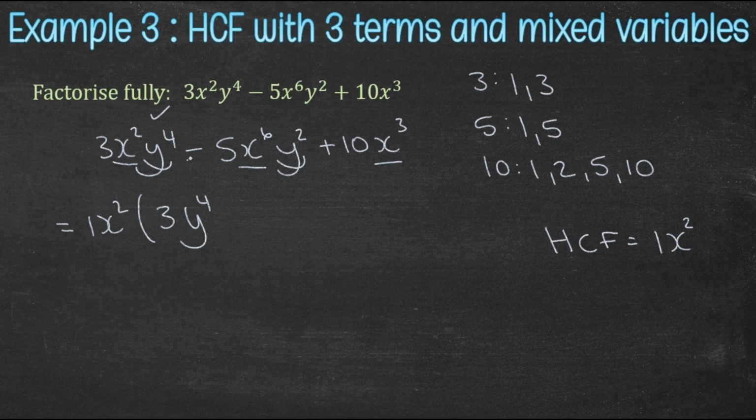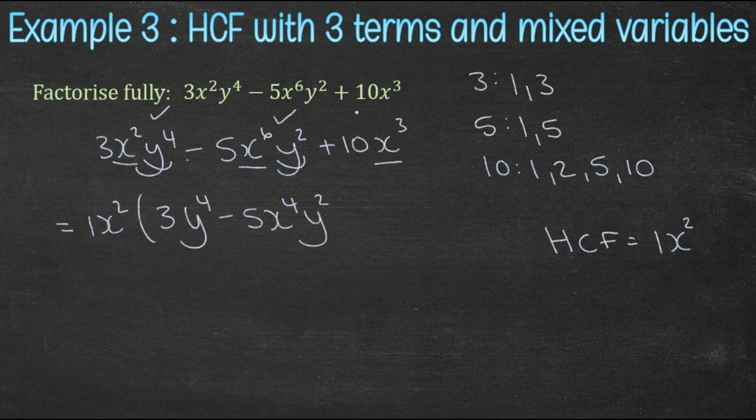Next up, I've got negative, don't forget that negative, 5x to the power of 6y squared. Negative 5 divided by 1 gives us negative 5. I've got x to the power of 6 divided by x squared gives us x to the power of 4, because 6 minus 2 gives us 4. My bases are the same. I'm dividing, so I can subtract my exponents. And here I've got y squared divided by 1, because there's no other y variable here, I can just bring this y squared down. So this term is done.